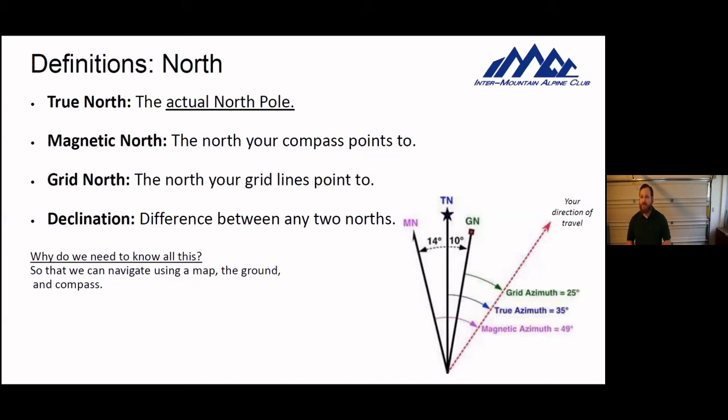Declination is the difference between any two norths. For our purposes, we are primarily concerned about the declination angle between magnetic and grid north. So in this diagram here, I would add 14 and 10 to get a grid to magnetic declination angle of 24. And why do we need to know this? This is so we can navigate using a map, the ground, and a compass.